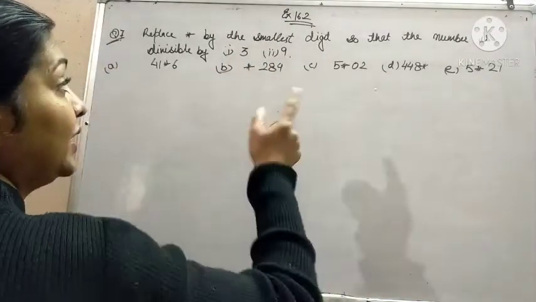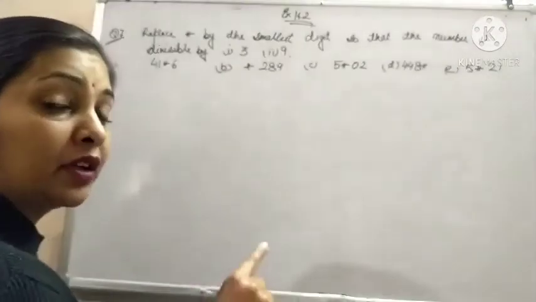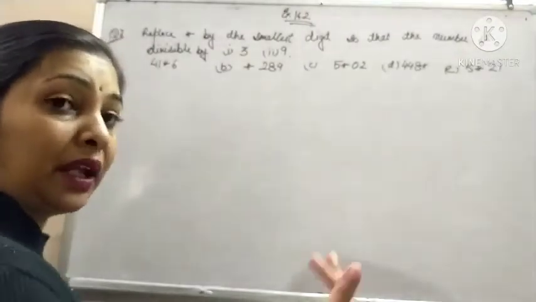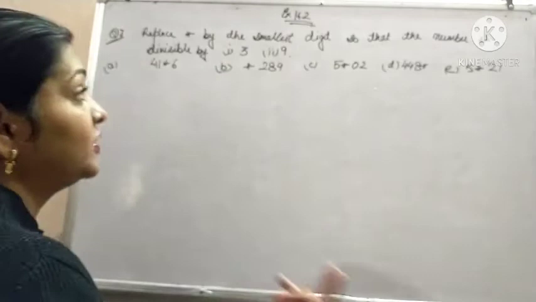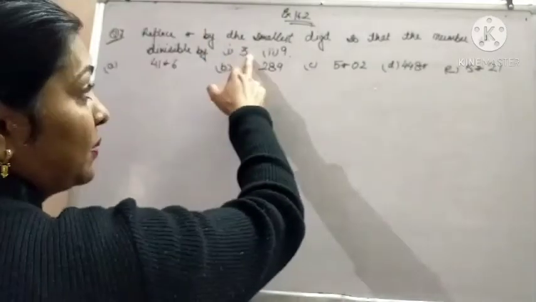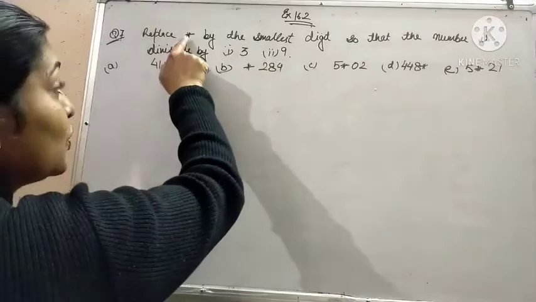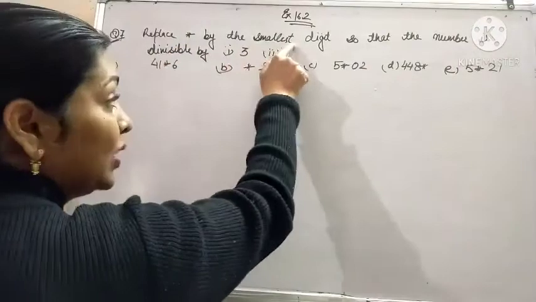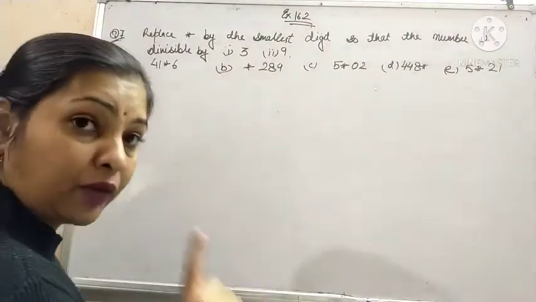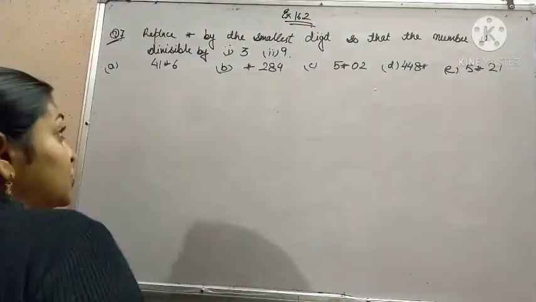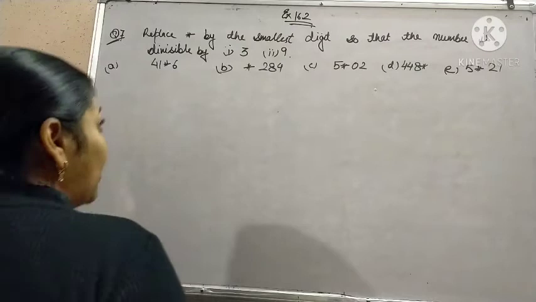It is not necessary that you make only one number which should be divisible by both 3 and 9. You can make two different numbers: one is divisible by 3 and another is divisible by 9, because you have to replace star by the smallest digit. So let's proceed with this problem.